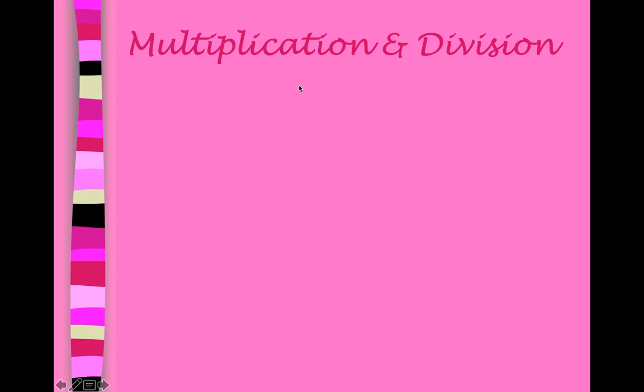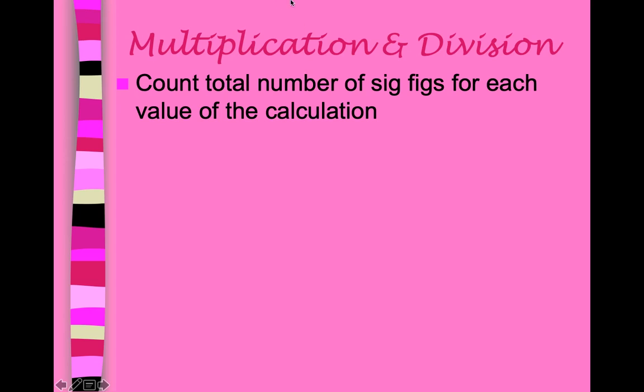Let's talk about multiplication and division. So if you're using that sig fig handout, we're on the other side. We'll do the math like normal, and then start by counting the total number of sig figs for each value of the calculation. So let's say I was trying to find the area of something, meters times meters. 45.20 meters times 1.91 meters. That would give me meters squared. That would be the area of something. Maybe it was a big, like a big rectangle field or something.